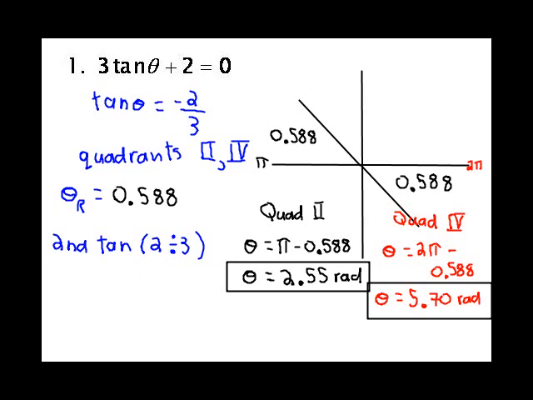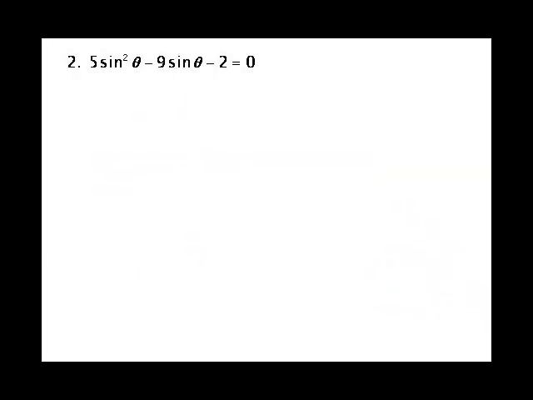Let's do one more question. This one is another quadratic, and quadratics are always more complicated, if only because the algebra is more complicated. And I will make a substitution. Let a be equal to sine theta. So this becomes 5a squared minus 9a minus 2 is equal to 0.